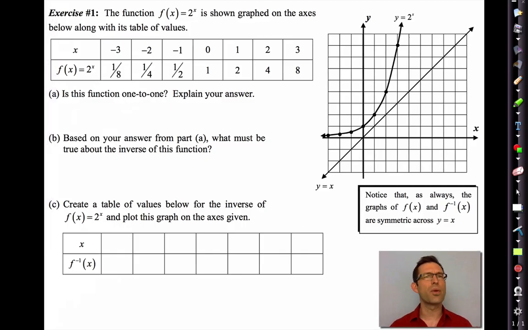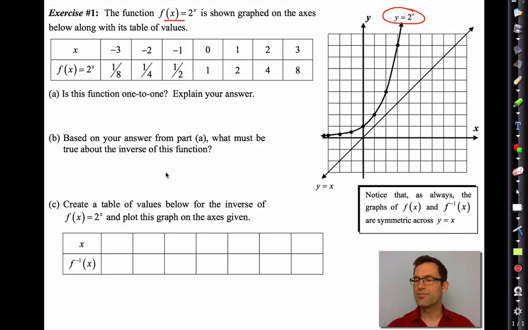All right, let's start with an exponential function. The function f of x equals 2 to the x is shown graphed on the axes below, along with its table of values. So I'm giving you the whole thing. Here's my function, here's its graph, here's its table of values. Let's take a look. Letter A. Is this function one-to-one? Explain your answer. What do you think?